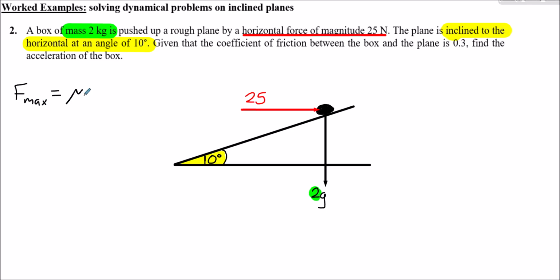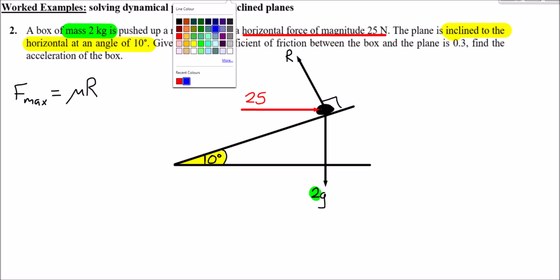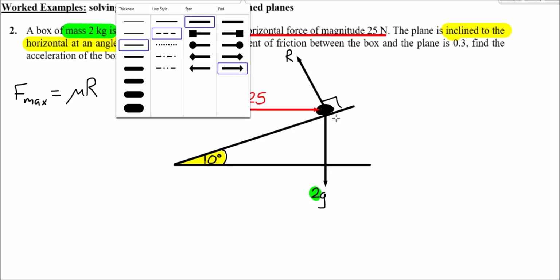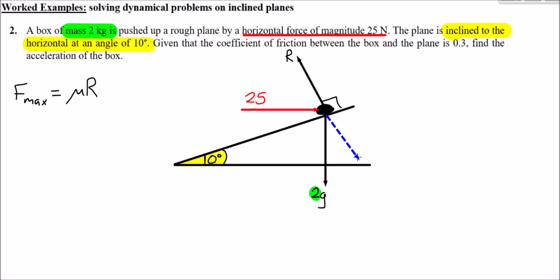which is the coefficient of friction multiplied by the normal reaction. The normal reaction is always perpendicular to the surface, so we can add this in like so. Normal reaction is going up perpendicular to the surface, like so. And so to find the normal reaction, we need to find the corresponding counterforce, which will be the perpendicular component of this weight. So if I just add in the components of a weight in a different colour, maybe a dotted line, like so.